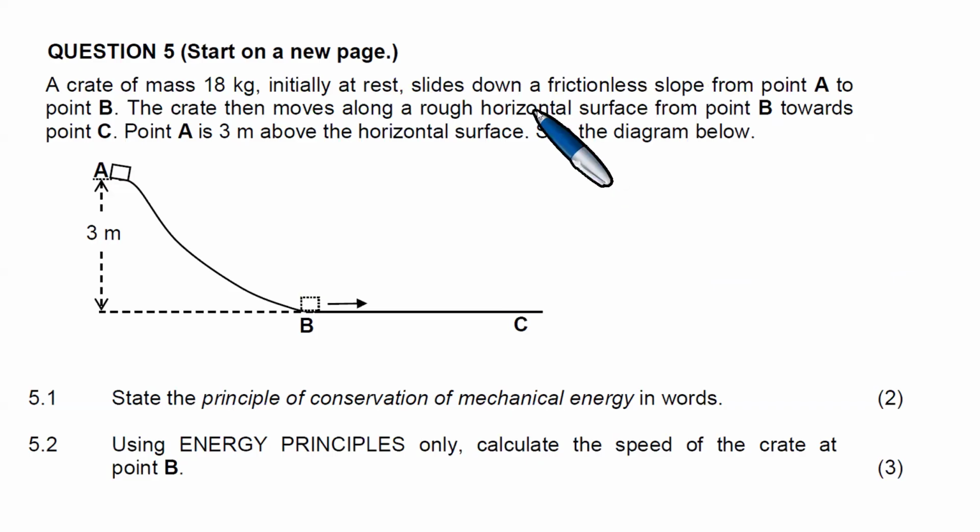A crate of mass 18 kilograms, initially at rest, slides down a frictionless slope from point A to point B. The crate then moves along a rough horizontal surface from point B towards point C. Point A is 3 meters above the horizontal surface.